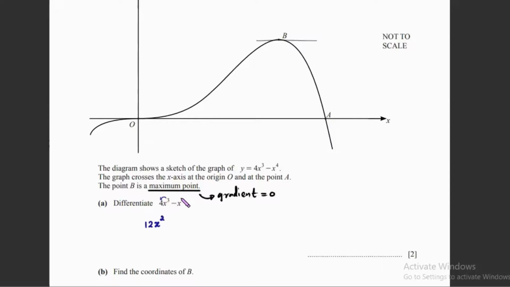So here the power is 4. We need to multiply with its coefficient. So the coefficient of x is negative 1. So when I multiply 4 with negative 1, I get negative 4. I write this x. And the power of x is 4, so we need to reduce that power by 1. That is 3. So I can write it as 12x squared minus 4x cubed. This is what I get as a derivative function. So this is how we differentiate it.